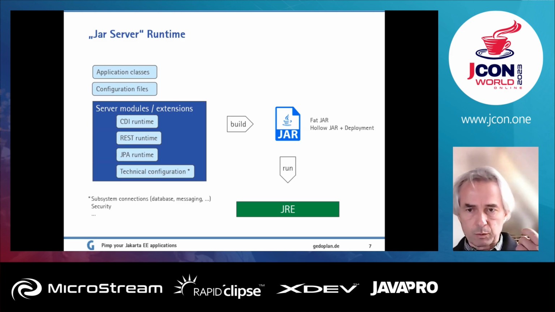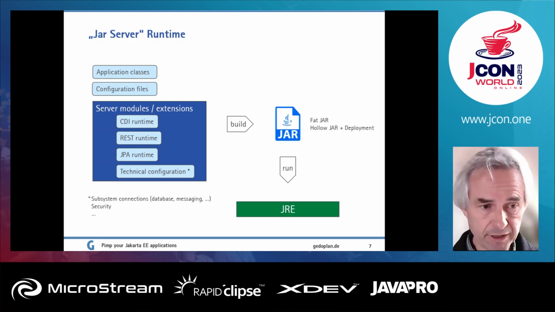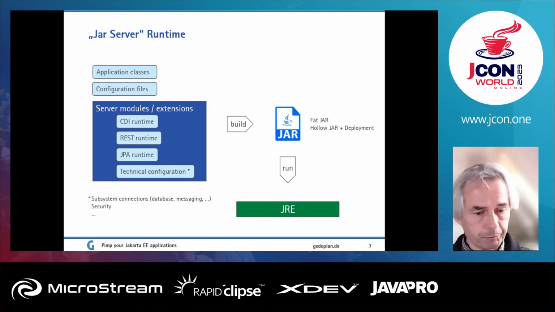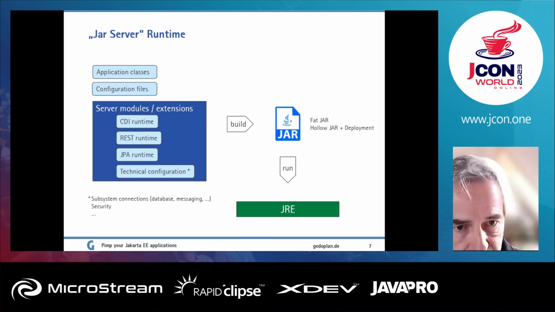The procedure now is we still have our application classes and configuration files, deployment descriptors, and so on. And then we have the server modules, and only the ones that we need. The server is a one-size-fits-all solution, but our small application just needs REST and CDI and JPA, and no messaging, no mail server, no additional things. So we can use a much smaller server for our application, and that can be done with those server runtimes.